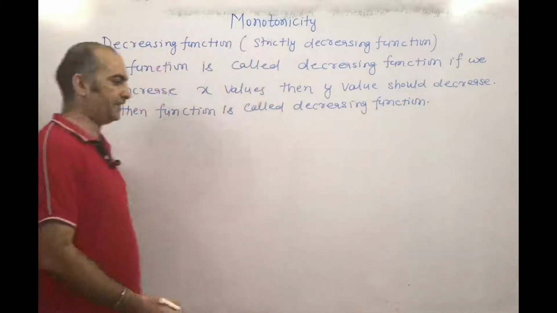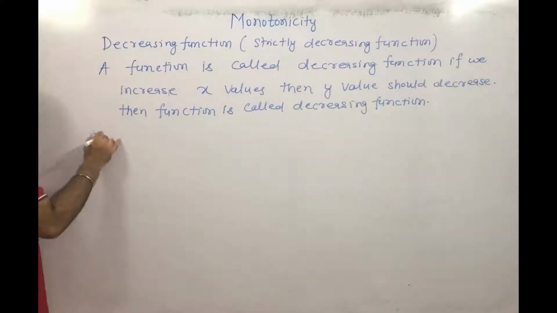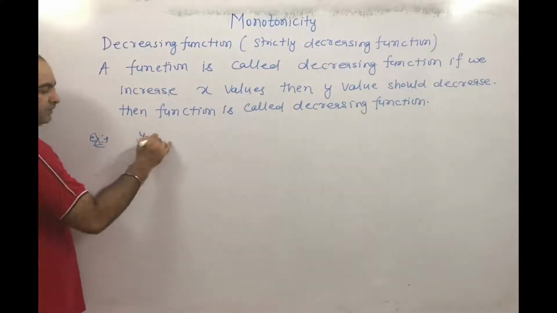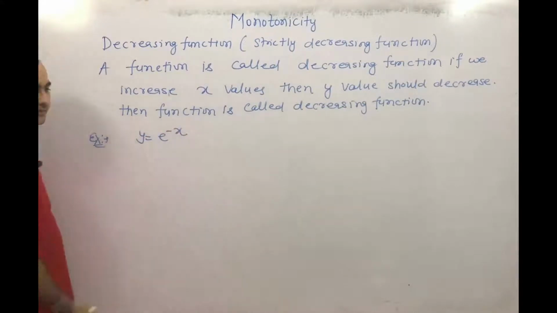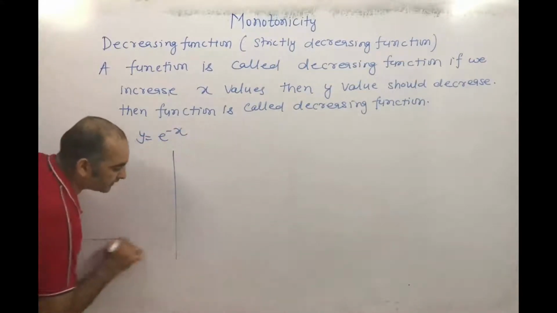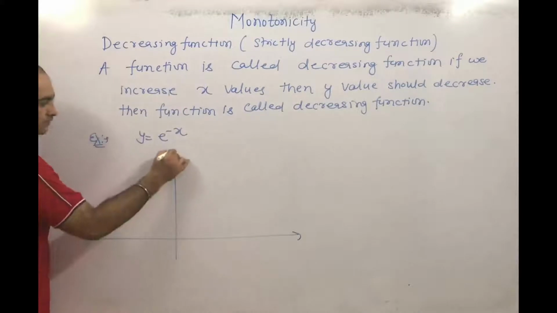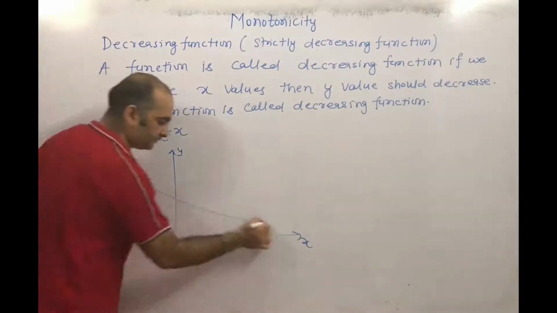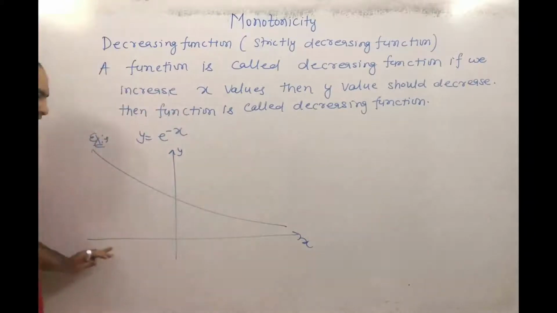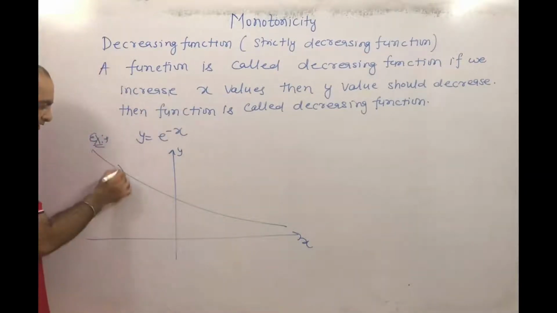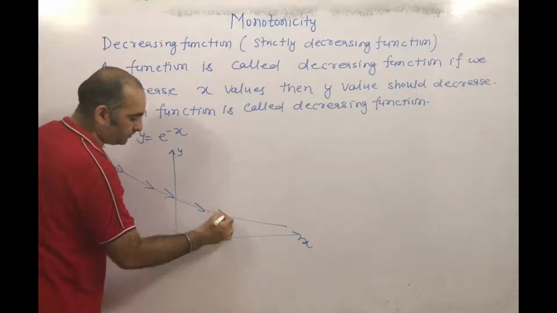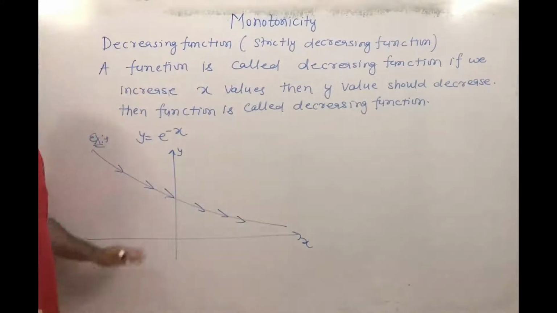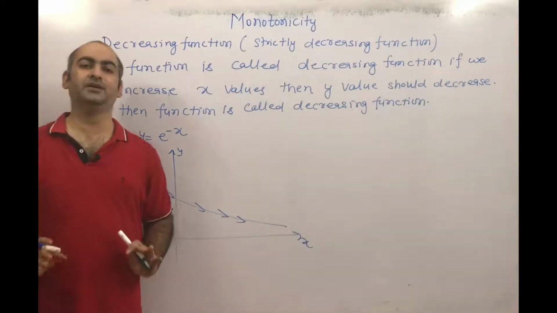Okay, for example, y equal to e power minus x. So what is that function's graph? It will come like that. This is the y axis, this is the x axis. So the graph will come like that. So you can see that if you increase the x value, then the y value is decreasing. It is coming down. So this function is called a decreasing function, or we can say strictly decreasing function.